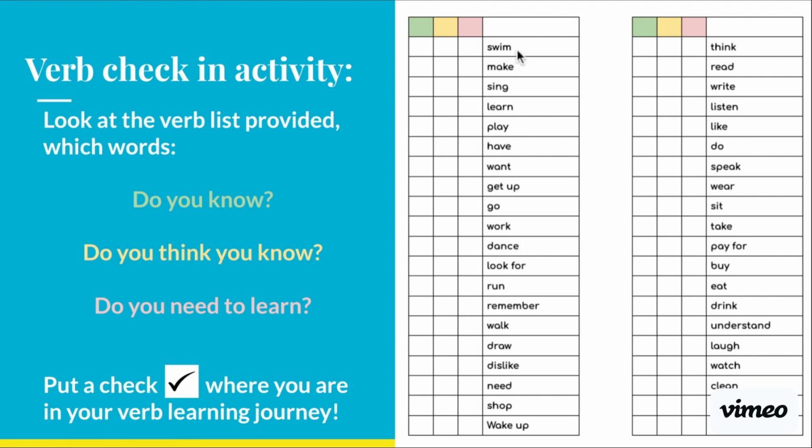So for example, if I don't really know this word, swim, I'm not really sure, I'm going to put a check here. Make, I don't really know this one either. I put a check. Sing, oh, I know this word. I put it here under the green. So be honest with yourself. Take your time, as much time as you want, and go through each of these words and mark off where you think you are. If you know them all, great. If they're all brand new, that's why we're here, right? So you're taking the time to learn something new, and that's really awesome.